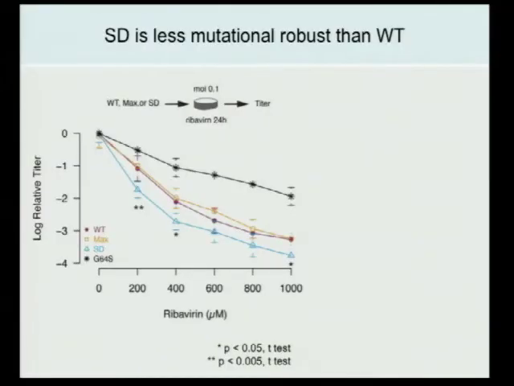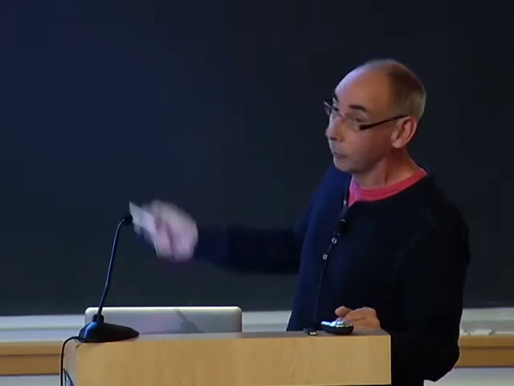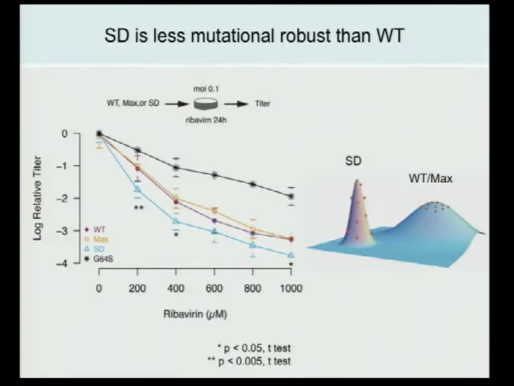But the experiment that actually demonstrates this is if you take these viruses and put them in the presence of a mutagen, and you measure how resistant the virus is to the mutagen over a course of different concentrations. What you see here is MAX and wild type, and SD is indeed less tolerant to the mutagen. So it's less robust when you increase the amount of mutations. This line here is a control of a virus that is high fidelity and has higher tolerance. So what we're suggesting is that SD has moved 900 nucleotides away from the original wild-type position in sequence space, and now has a much sharper peak and is less tolerant to mutations.